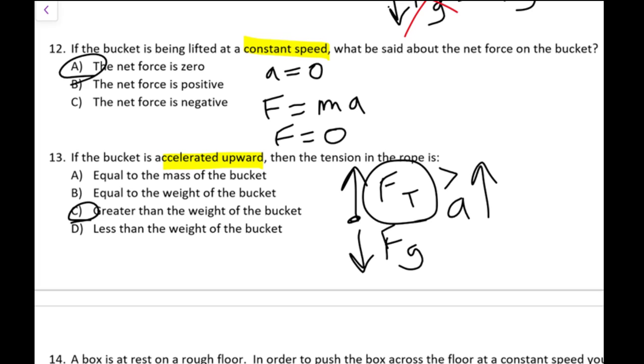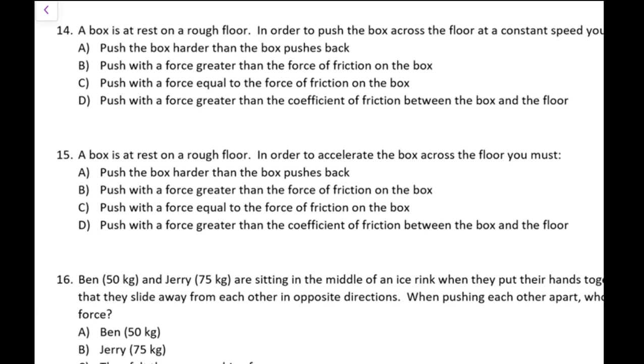Okay, some more concept questions. Question 14. Now we're talking about a box resting on a floor with friction. When you see rough floor, that just means that there could be friction.